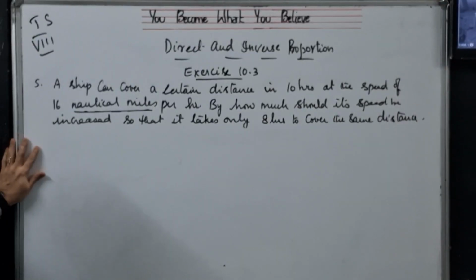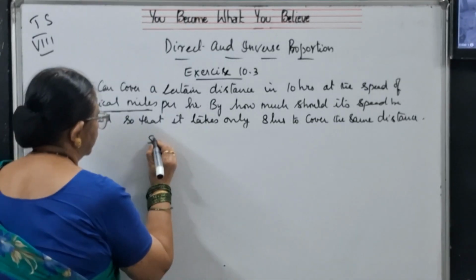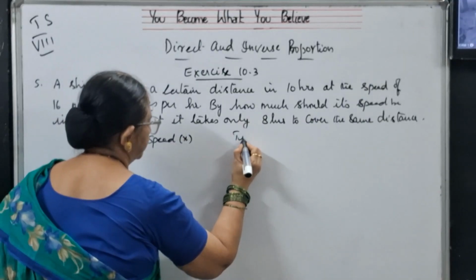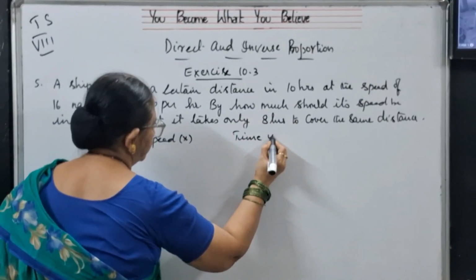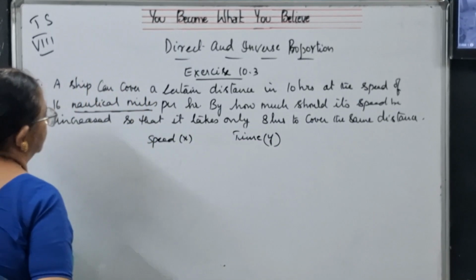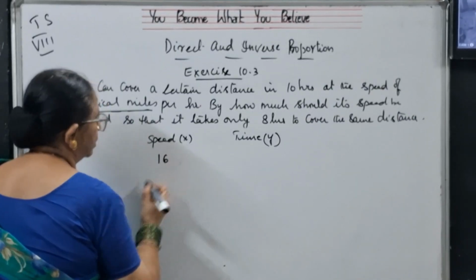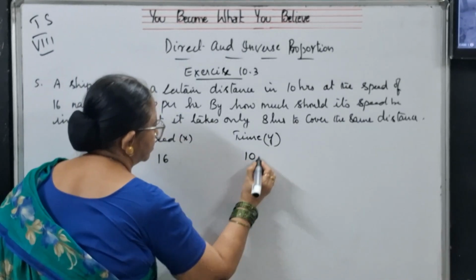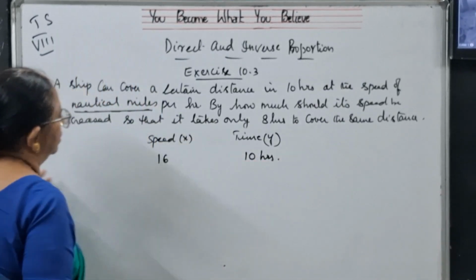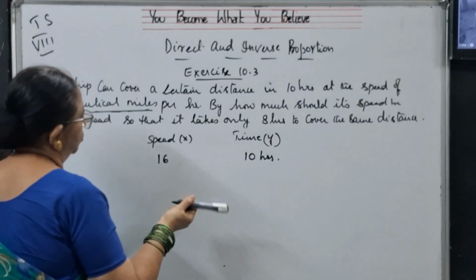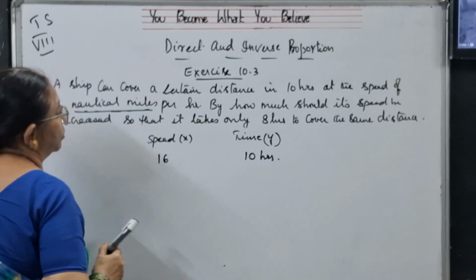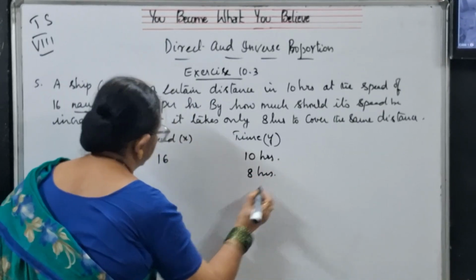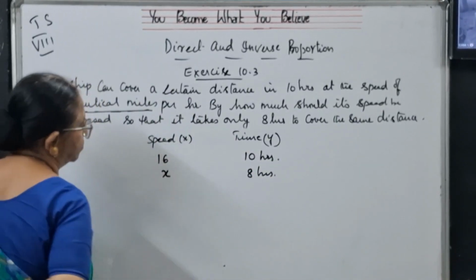In this problem, the quantities that are given to us is speed, which we are considering as x, and time. Time is y. So if speed is 16 nautical miles per hour, then time taken is 10 hours. And by how much should the speed be increased so that it takes 8 hours to cover? This time taken is 8 hours. So what will be the speed?